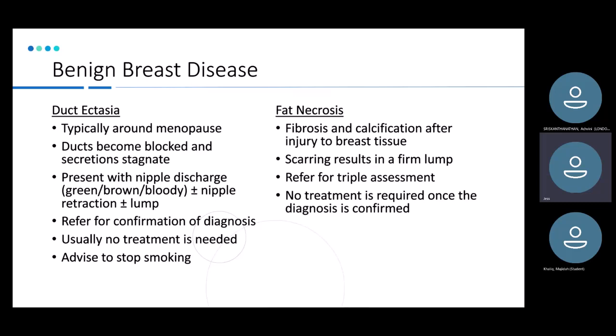Fat necrosis occurs after trauma to breast tissue. A classic example is someone in a car crash with a seatbelt over their breast, which can cause fat necrosis. You get a firm lump, and often you do need to refer them because they feel like cancer, as they're often irregular, craggy, firm lumps. But once you refer them and biopsy them, you find out it's fat necrosis, and no further treatment is required.